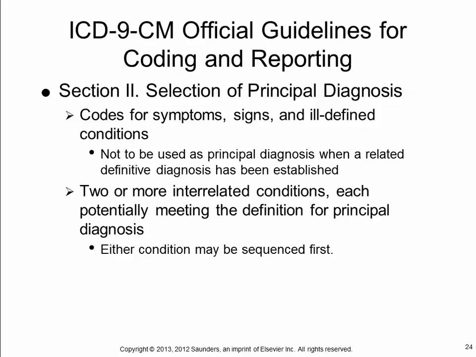Okay? So, coding for symptoms, signs, and ill-defined conditions. We talked about this. You don't code a symptom if you have a definitive diagnosis established. 2 or more interrelated conditions, each potentially meeting the definition for a principal diagnosis. Hey, what if you have 2 things that could be the principal? What do you do? You can sequence either condition first. It does not matter. Okay? It's entirely up to you.